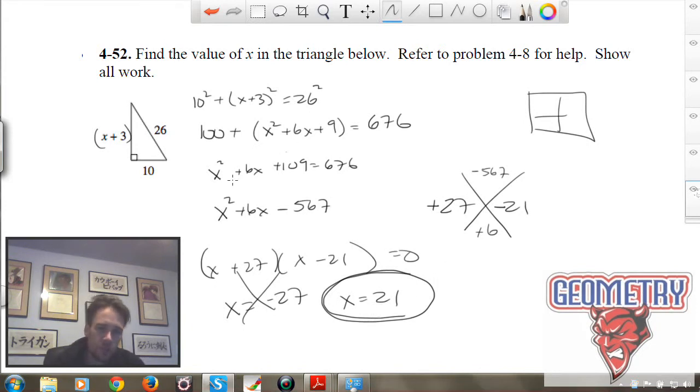Okay, so a little bit of work there, right? We had to multiply out this binomial. We had to set it up as a quadratic, set it equal to 0, and then try to find factors that would work to create the two binomials. At the end, we threw out one of those answers because it resulted in a non-realistic solution.